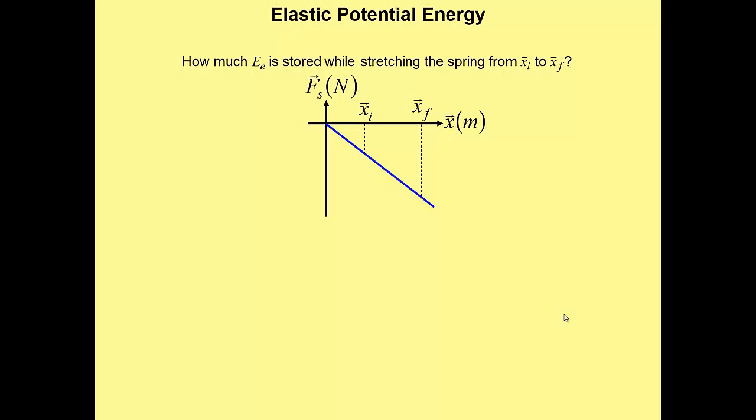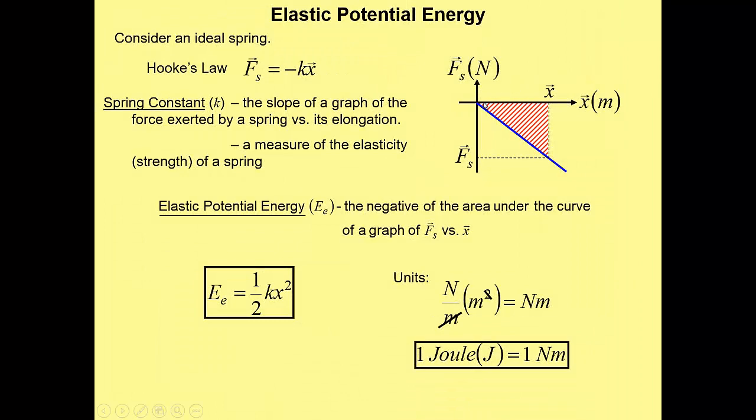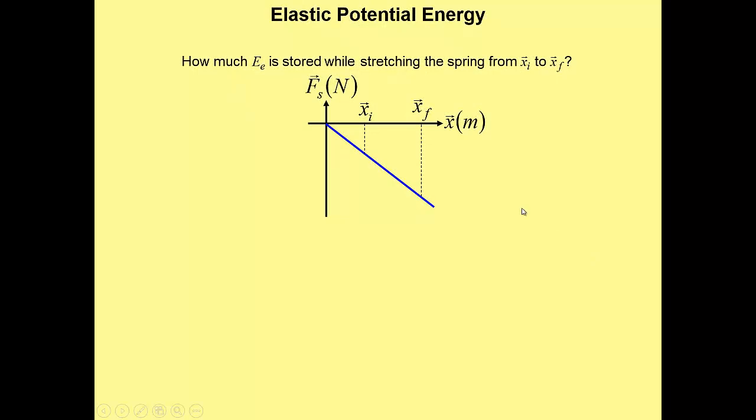So let's get a little more intense with this. What if instead of starting with no stretch and stretching to a distance x, it was already stretched a little bit, and we'll call that x sub i for initial, and then we stretched it a little further, x sub f, or final. I don't know why in energy we use i and f for initial and final, but in motion we use o and nothing as subscripts. It's just the way it's done. So this is your initial stretch to your final stretch.